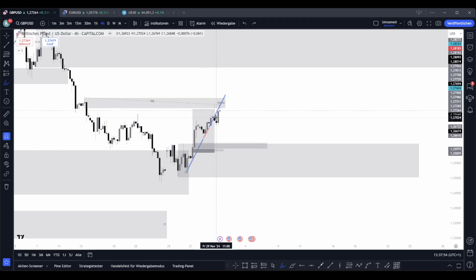Price has closed below this trend line, which I identify here. Based on the fact that price closed below the trend line, there's a possibility that price should now pull below and give us a buying opportunity directly from here, or price pulls below and comes into this zone before it gives us the opportunity.